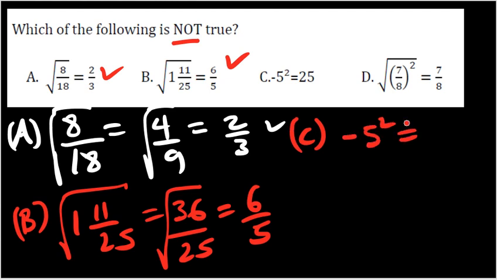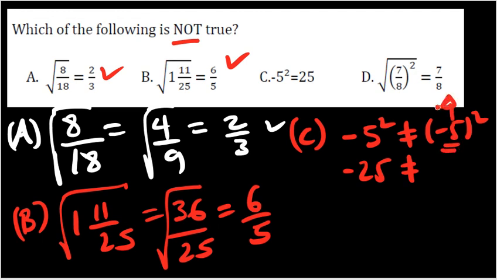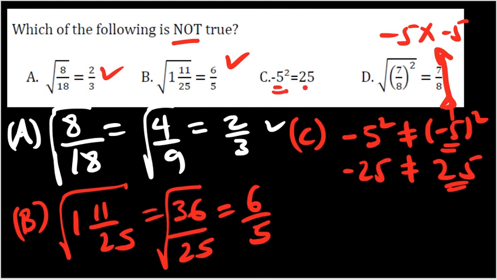And C, by the way, let me recall one thing. -5 squared is not the same as (-5) squared, because here the square doesn't include the negative. This means -25. But the other one, (-5) squared, means -5 times -5, because the square includes the negative, so it will be positive 25. They are not the same. So here the square doesn't include the negative, so the result should be negative. But it's not, as you see.